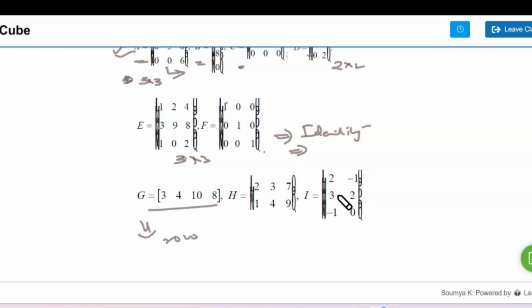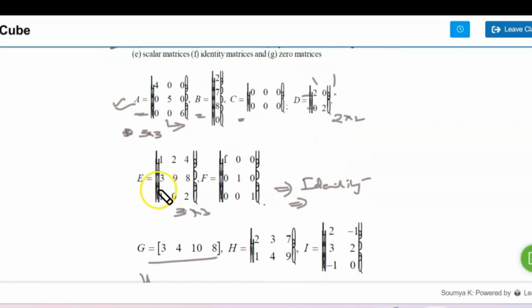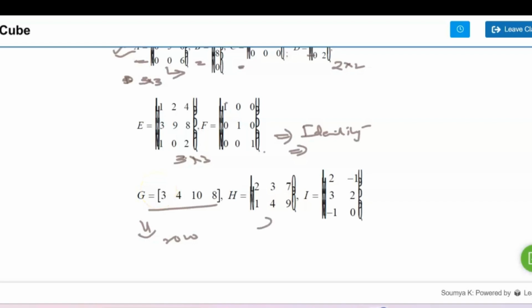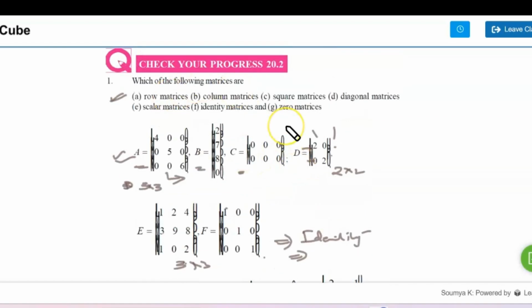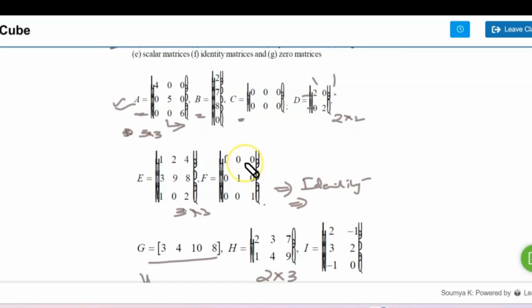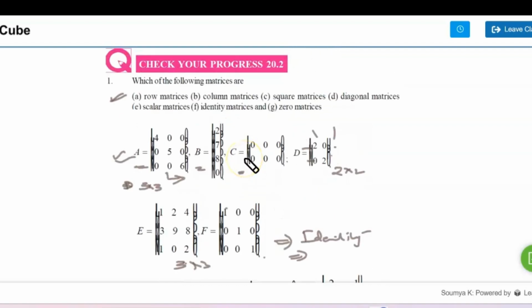Comes H matrix. If you look at H matrix, you can say 2 rows are there and 3 columns. Okay. So this kind of matrix, we call it as rectangular matrix, where the rows and columns are not the same. If you look at the I matrix, again you can see it is 3 rows and 2 columns. So again 3 by 2 matrix. This also is a rectangular matrix. So you can name it as rectangular matrix, though in our question it is not given to identify that. Hopefully this is understandable to you. You can refer to the video of types of matrix to know more about this question.